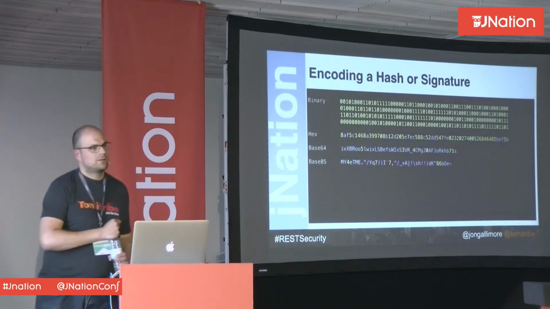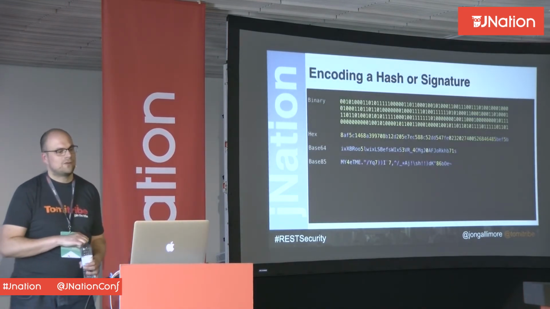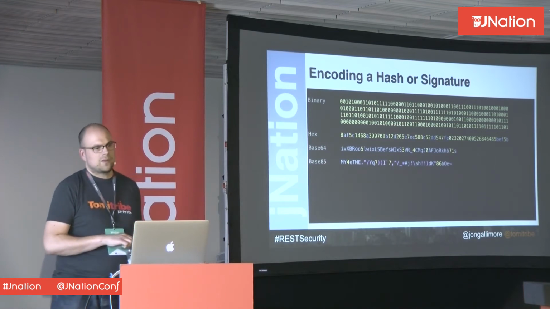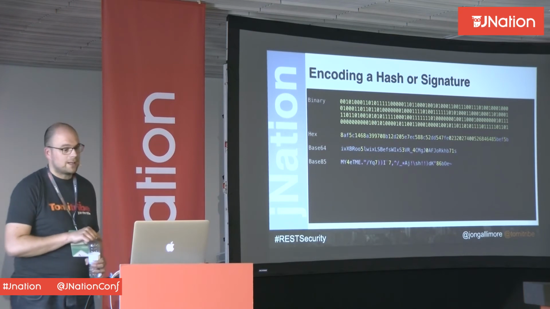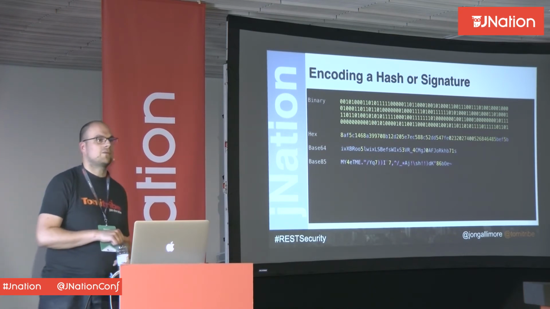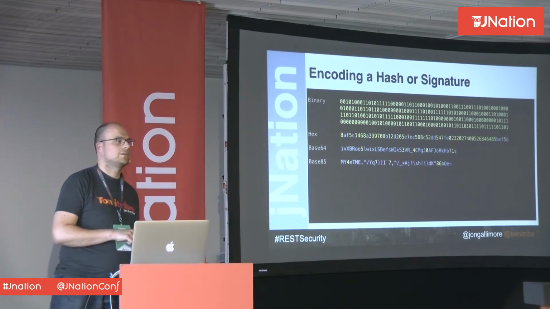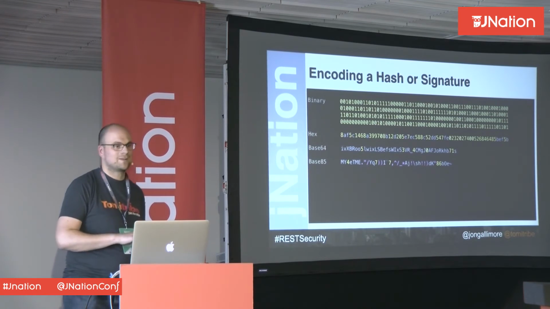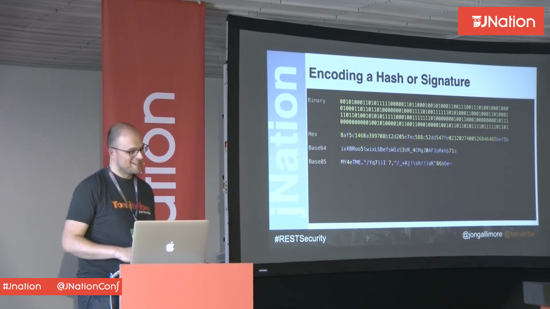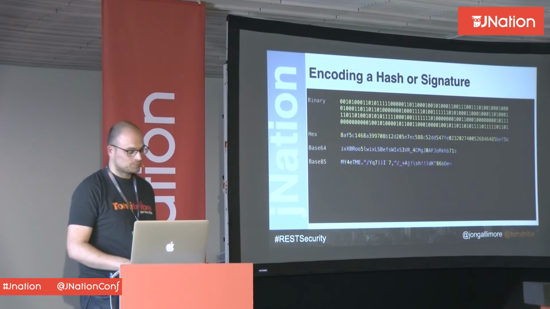And we can encode these hashes or signatures in various different ways. So typically we would use base 64. Apparently there's a base 85. Has anybody ever come across that before? Nope. Me neither. But apparently it's a thing.